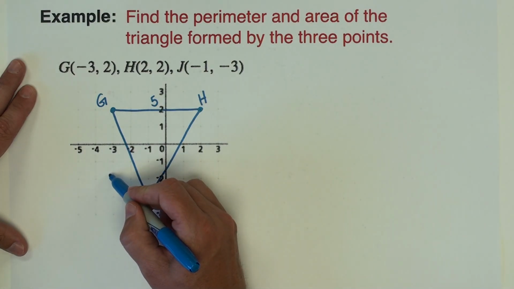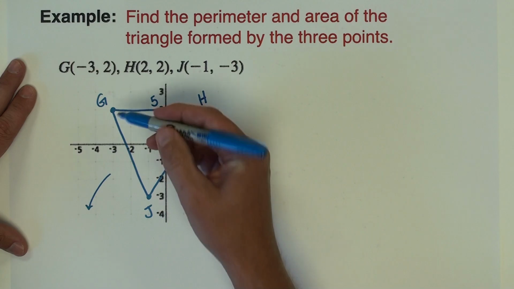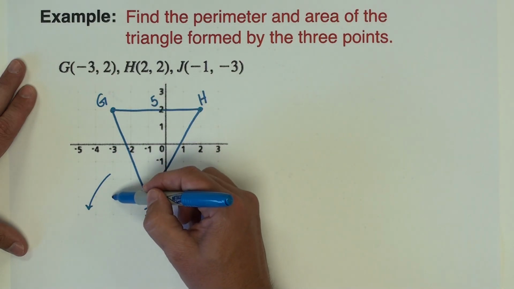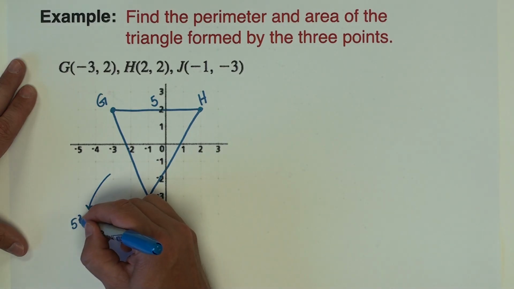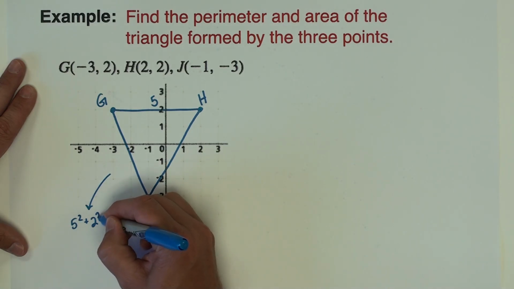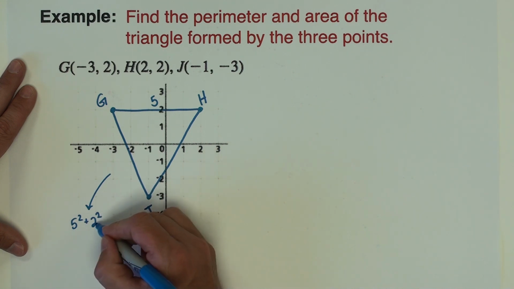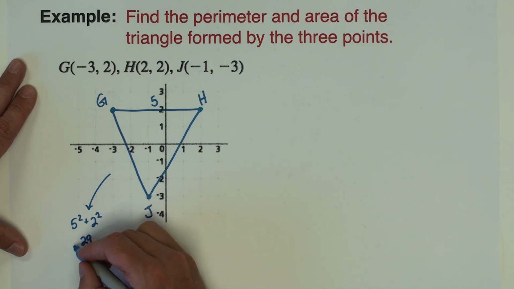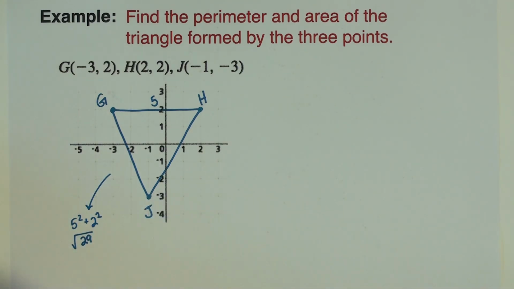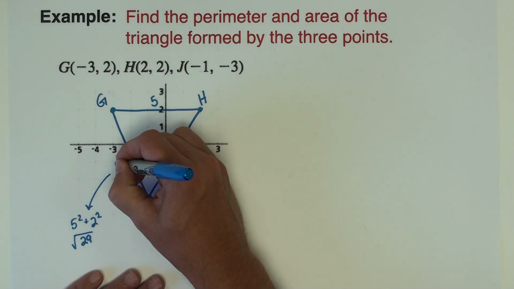To find GJ, however, I'm going to have to do Pythagorean's theorem. So let's see, to get from G to J, I'm going down 5. I'm going over 2. So this is going to be 5 squared plus 2 squared, that's 25 and 4, which is 29. So I want the square root of that, and the square root of 29 is about 5.4.